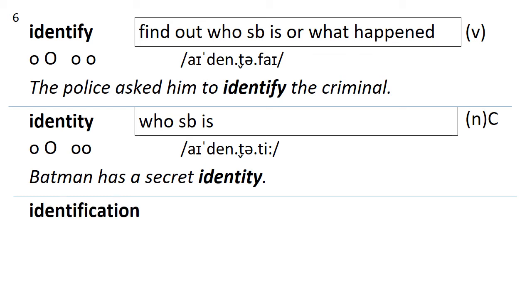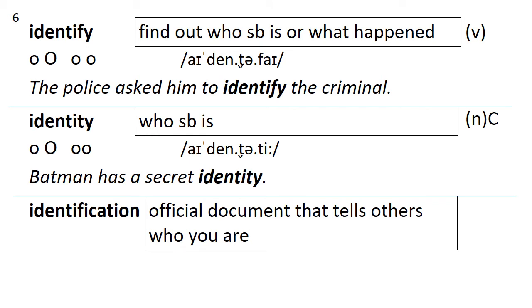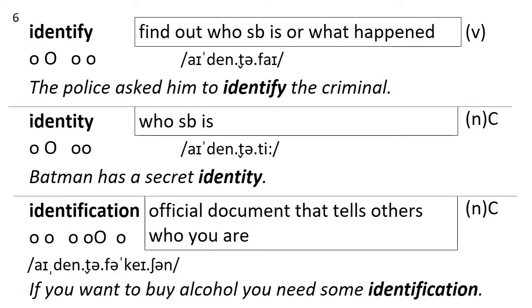Finally, we have identification, which is an official document that tells others who you are. So like a driver's license or passport. Countable noun. How many syllables? Identification. 6, stress on the 5th syllable. Identification. If you want to buy alcohol, you need some identification.